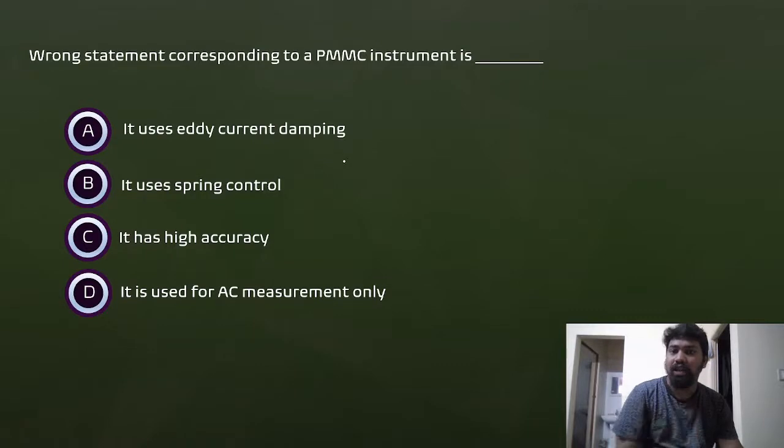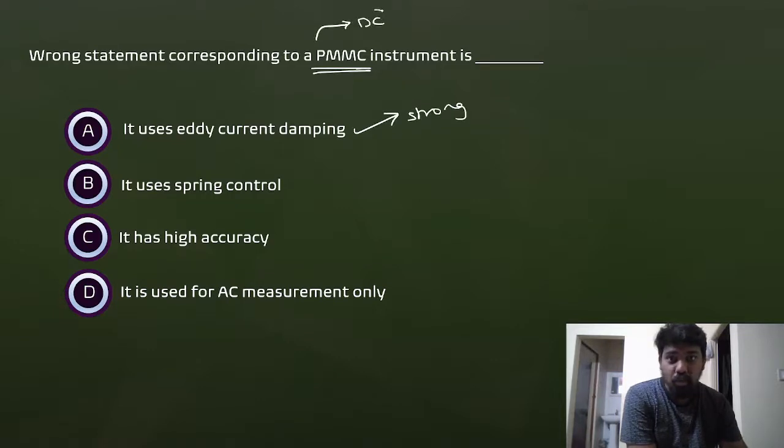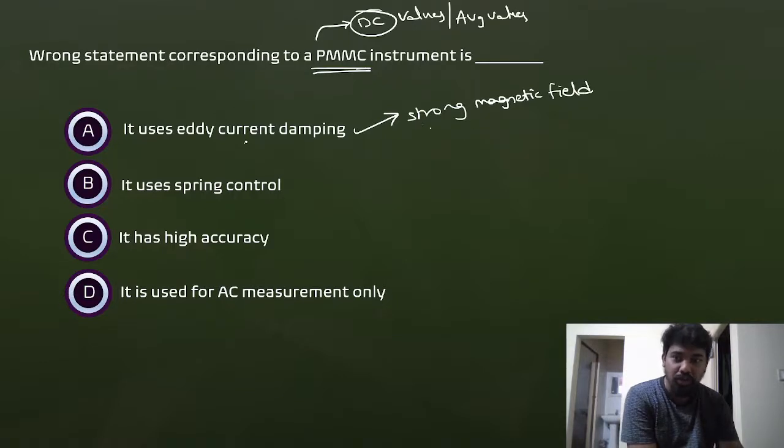Next, the wrong statement corresponding to the PMMC instrument. It uses eddy current damping. Yes, because PMMC generally measures only DC values, which are average values. So the magnetic field produced will be very strong in nature. For strong magnetic fields we will be using eddy current damping only. Fine. So for PMMC we will be using eddy current damping.